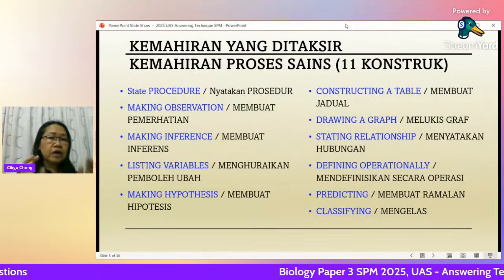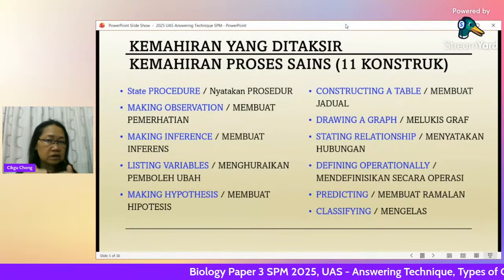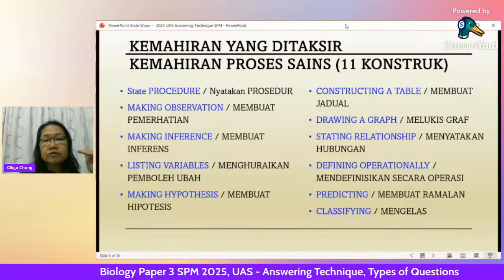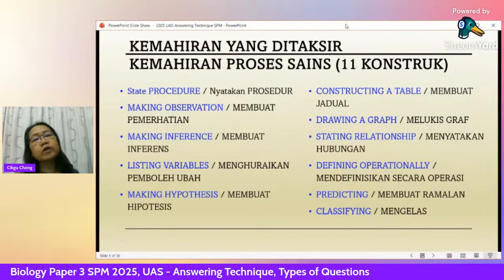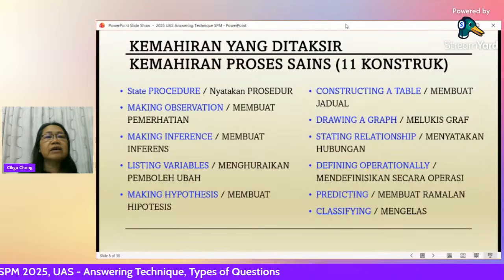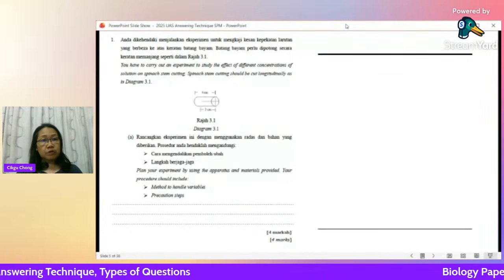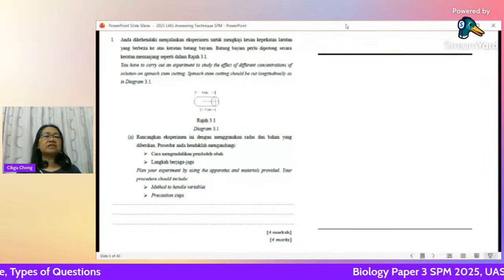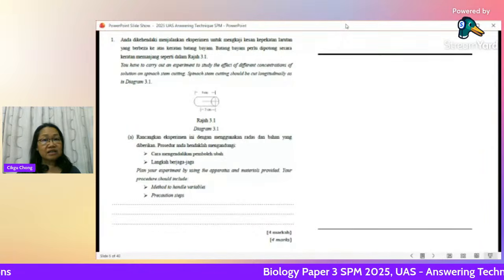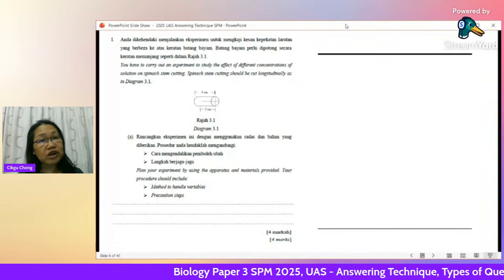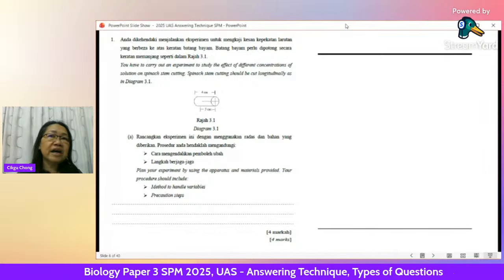So I give you each one of these 11 constructs. I will spend some time on each one. I give you a simple example, and I'll tell you what you need to write. So let's get right down to it. So this is an example of a question. I think you may have done it in school, maybe for your trial exam or your school exams.